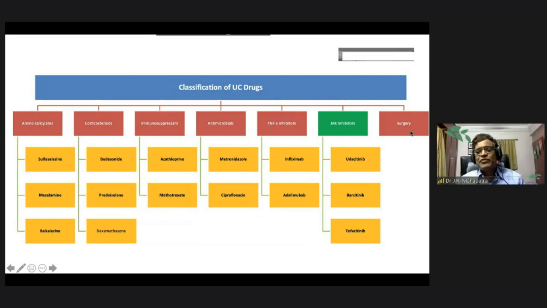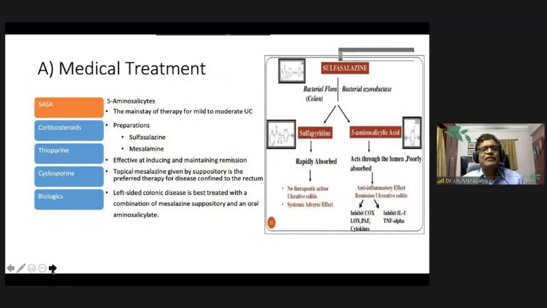And finally, if they don't respond, you can go for surgery. So this is the medical treatment. For 5-ASA, there are two approaches, step up and top down: 5-ASA, corticosteroid, thiopurine, cyclosporine, biologicals. This is how sulfasalazine works. Bacterial reductase breaks it into sulfapyridine and 5-aminosalicylate. There is no therapeutic action from sulfapyridine; the action is from 5-aminosalicylate. All the side effects are because of the sulfapyridine.